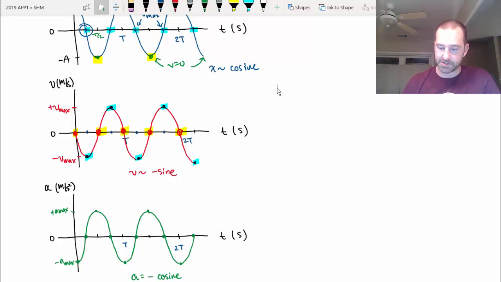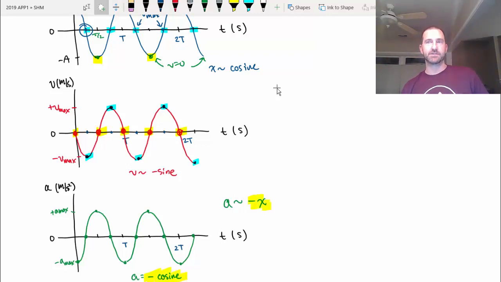But in the end, we also want to make sure that we can see that the acceleration is proportional to the negative of the position. And the position is a cosine graph. So if you're looking at that picture, it looks kind of like a negative cosine, and the negative of position should be a negative cosine. So those match up.